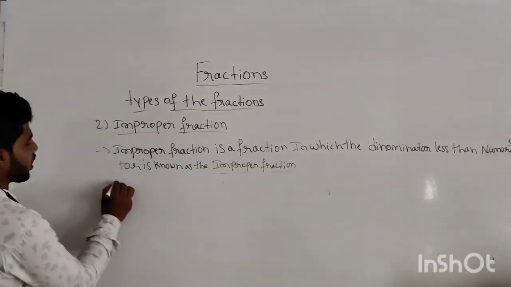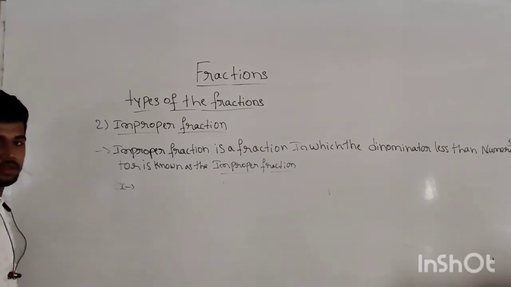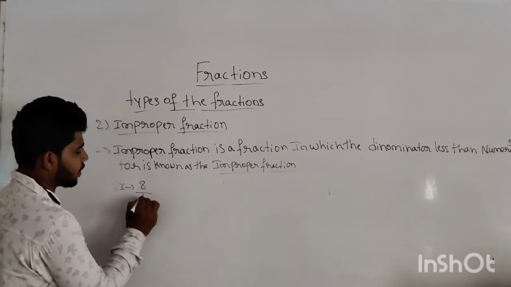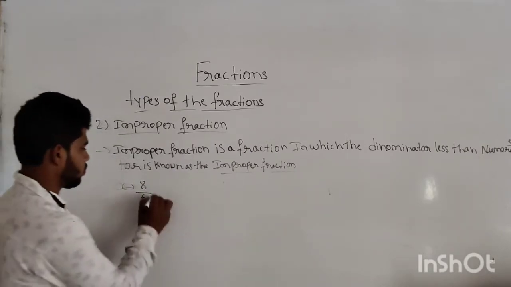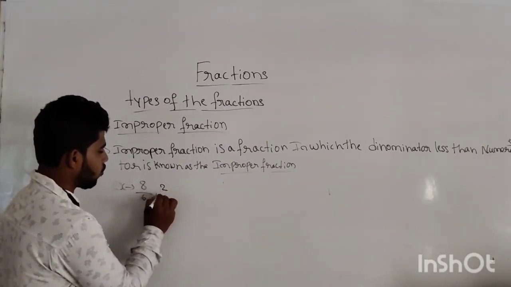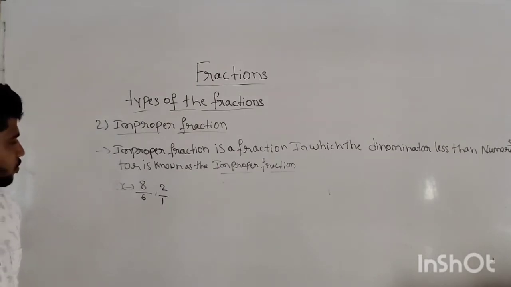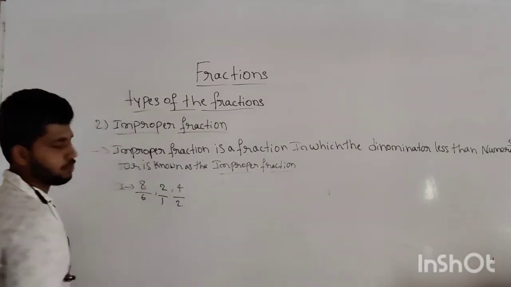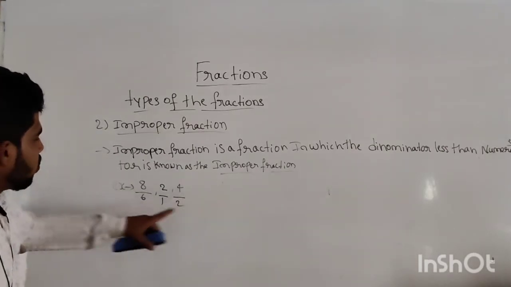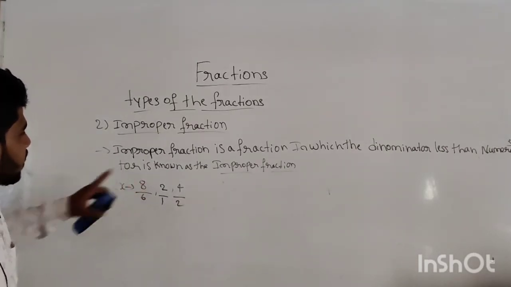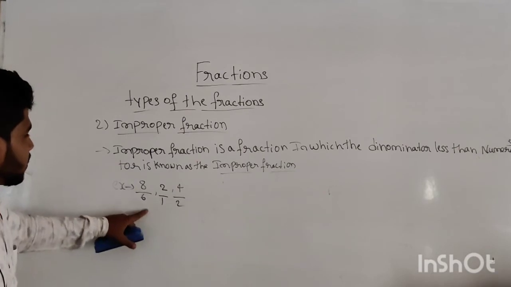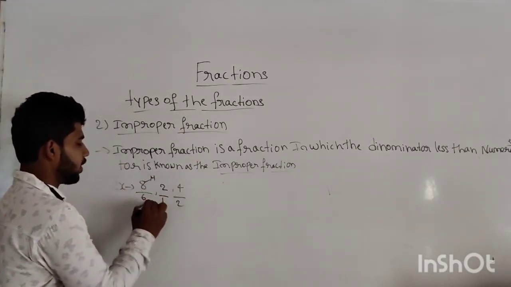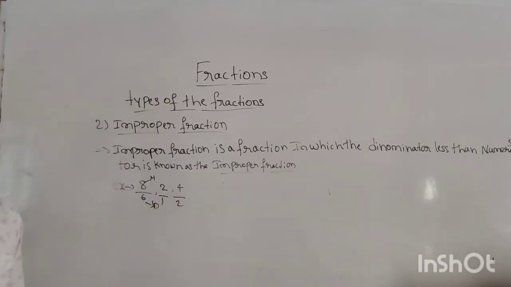An example for an improper fraction is 8 by 6, 2 by 1, 4 by 2. What did I say? The denominator is less than the numerator. Already you know that this is the numerator, this is the denominator.